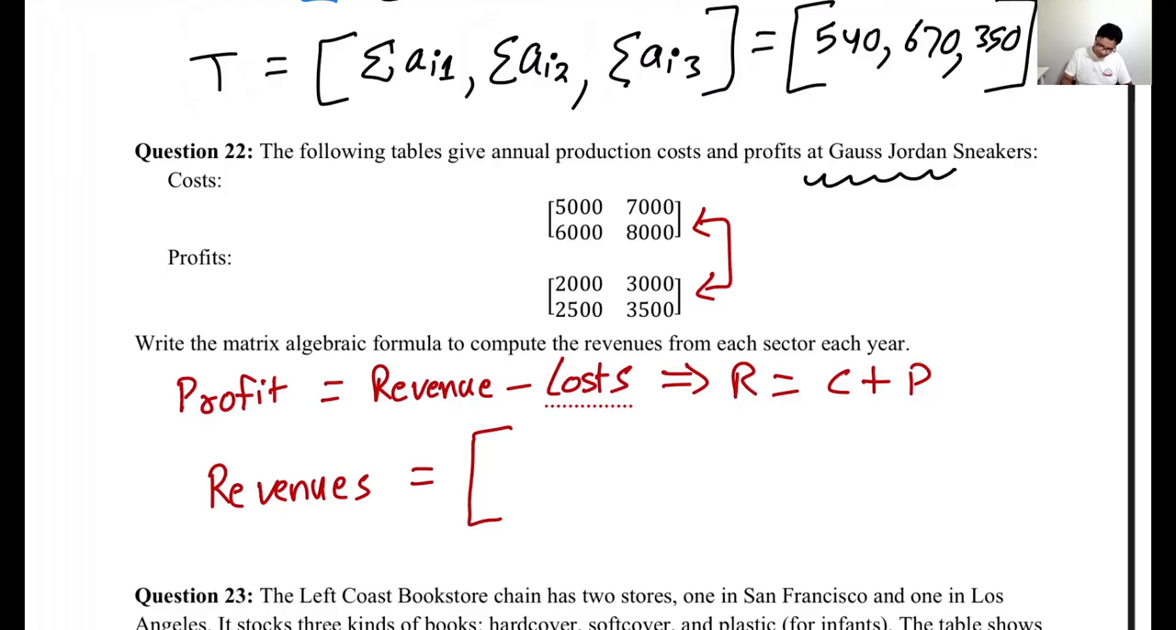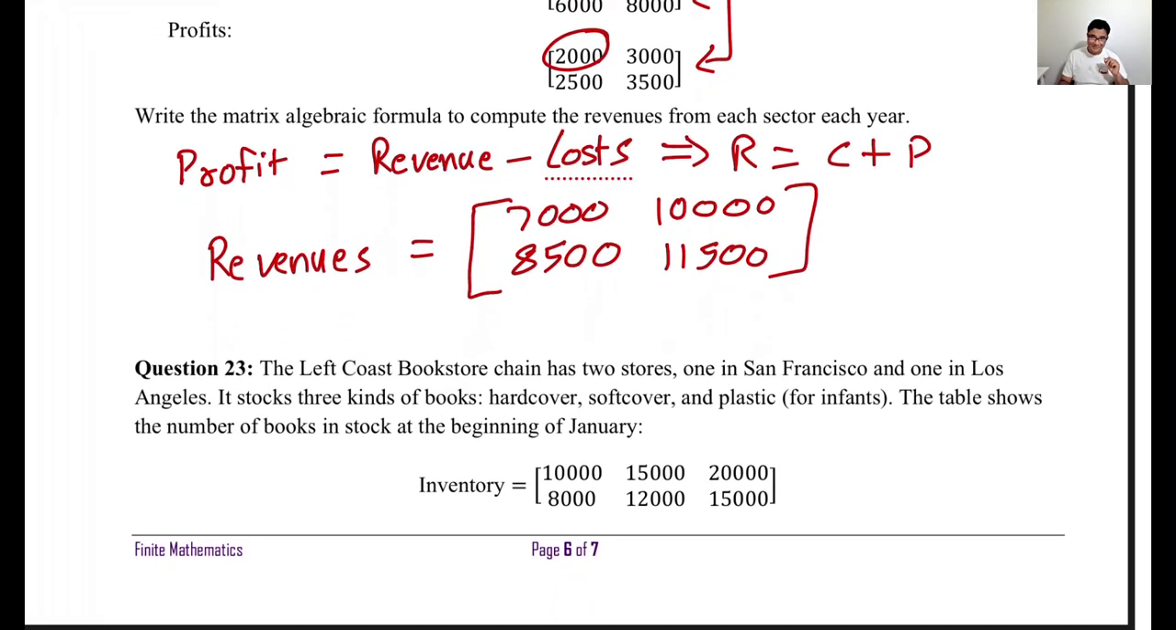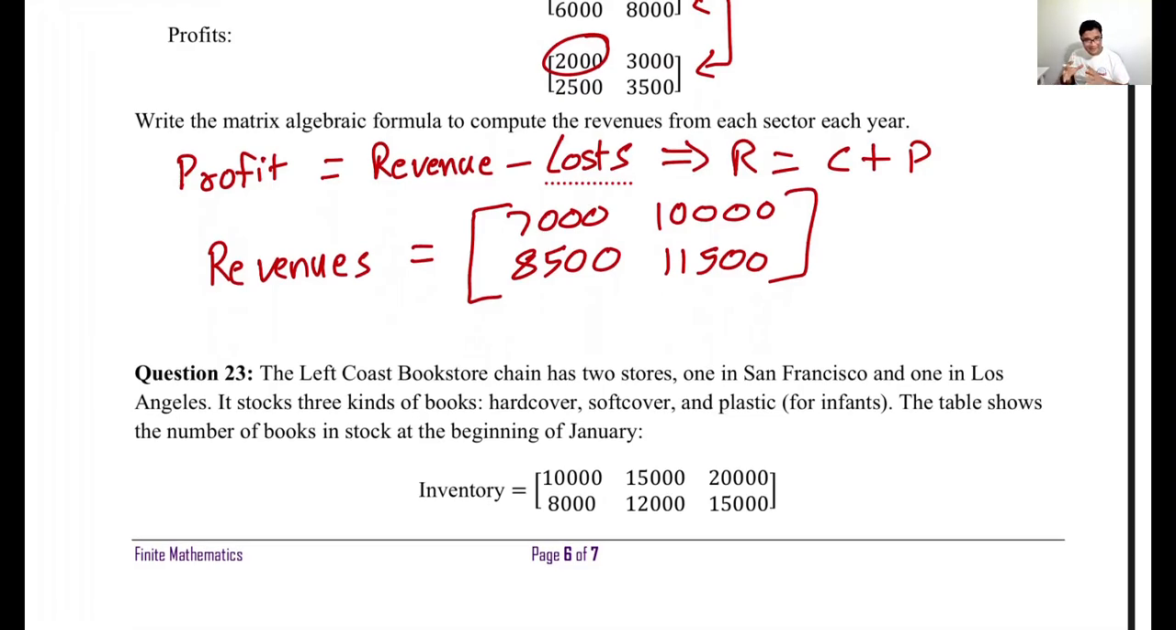So 5,000 and 2,000 is 7,000, 7,000 and 3,000 is 10,000, 6,000 and 2,500 is 8,500, 8,000 and 3,500 is 11,500. Think about that. Very interesting. Next problem.